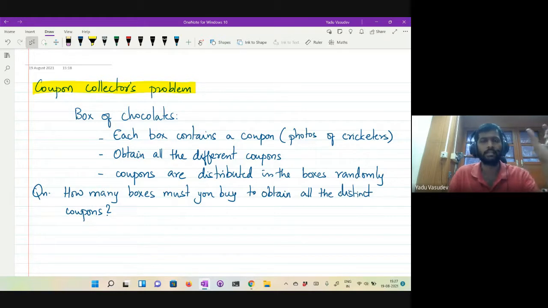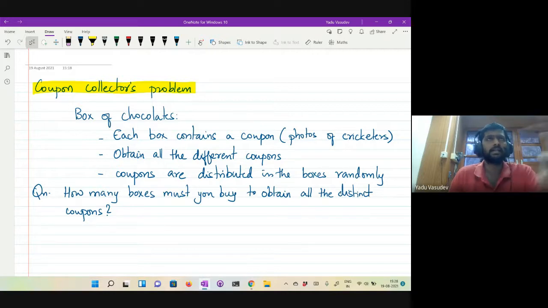So if you pick a box, then if there are n coupons, you are likely to see coupon number 1 with probability 1 over n. You are likely to see coupon number 2 with probability 1 over n, and so on. And the question is, how many boxes should you buy so that you can get one copy of every coupon, right? So you get a copy of every distinct coupon. How many boxes must you buy?